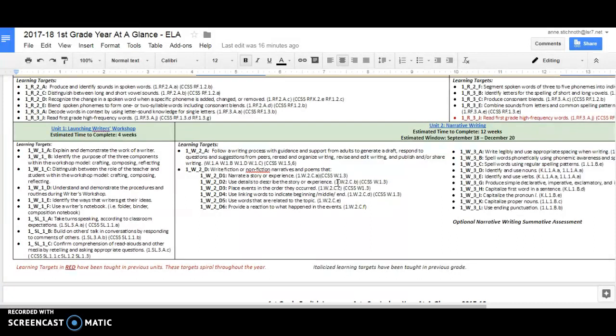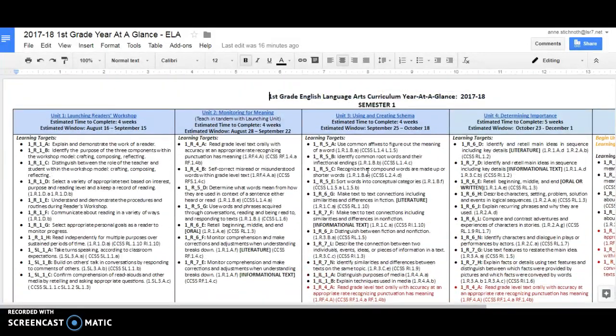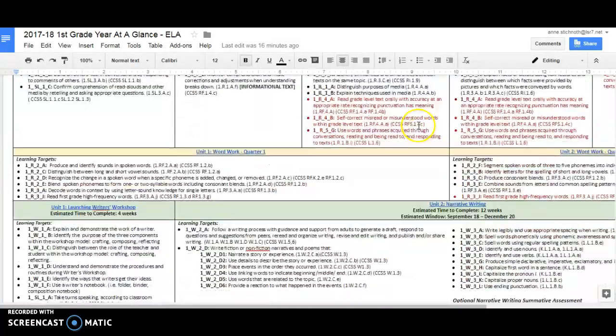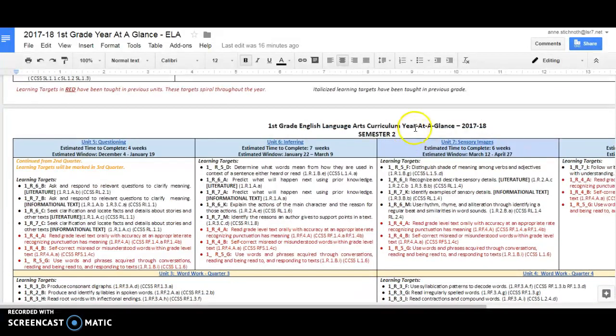Including all parts of ELA on the year-at-a-glance document was done to help teachers see and plan with the big ELA picture in mind. You'll also notice that year-at-a-glance documents are now 2 pages, one for semester 1 and 1 page for semester 2. So it also allows you to look at the year by semester.